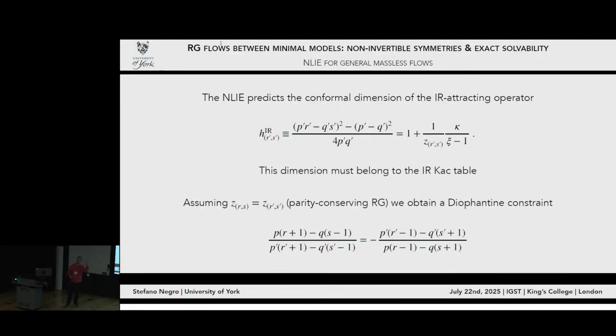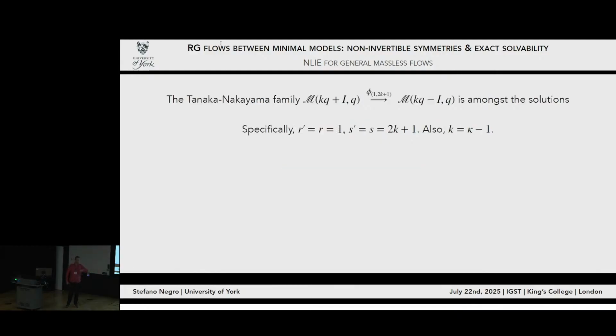And moreover, all the families of CFT that I find are the ones that we found with non-invertible symmetries. In particular, this is one example. So there seems to be something here, because I didn't input any information on non-invertible symmetries here. I just find the same exact set of flows that I would find using non-invertible symmetries.